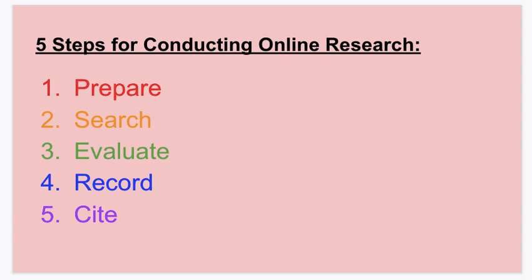There are 5 steps that we are going to follow today that will lead us through conducting online research or finding information about a topic. These 5 steps are: number 1, prepare. Number 2, search. Number 3, evaluate. Number 4, record. And number 5, cite.